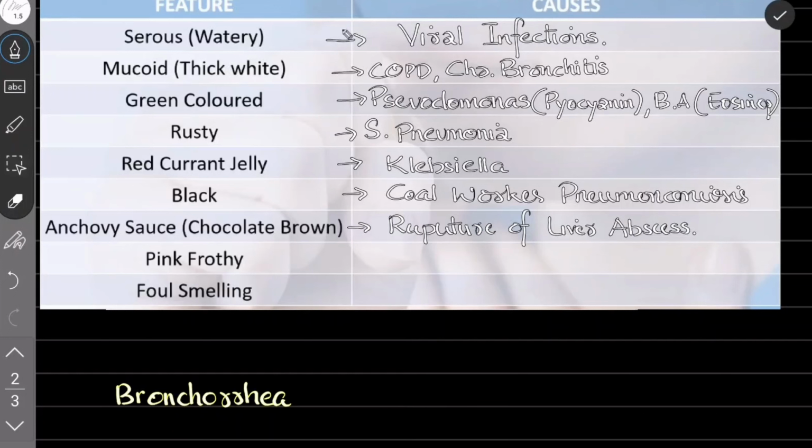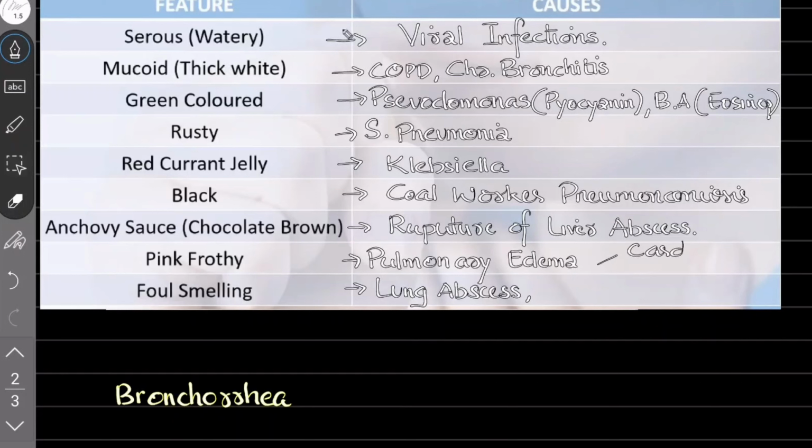Then pink frothy sputum is seen in pulmonary edema, which can be due to cardiac as well as non-cardiac causes. Foul-smelling sputum is seen in lung abscess and aspiration pneumonia.